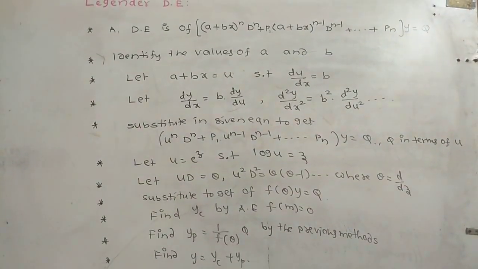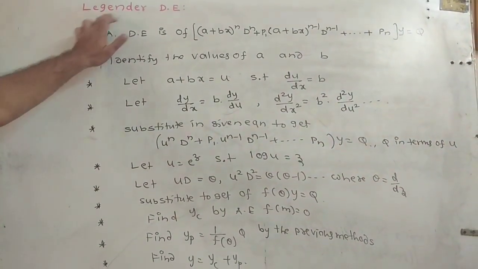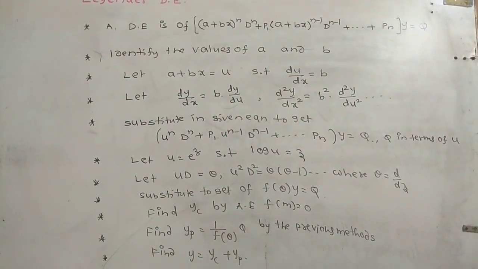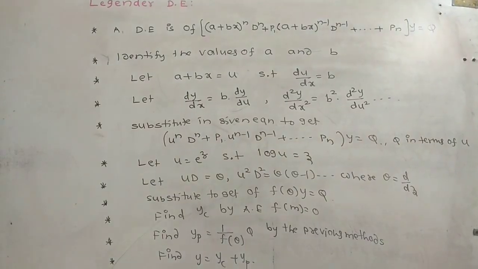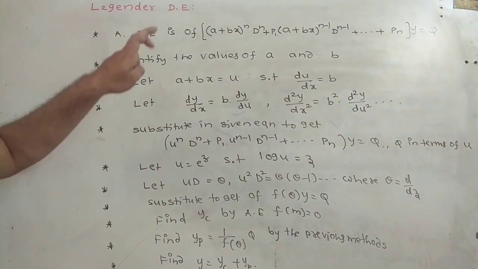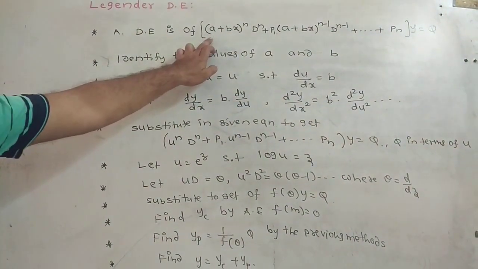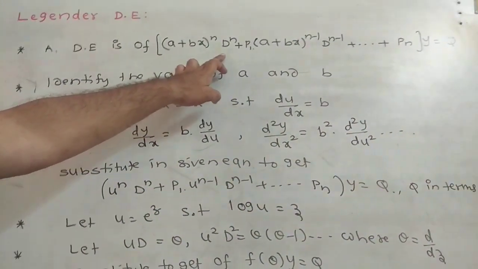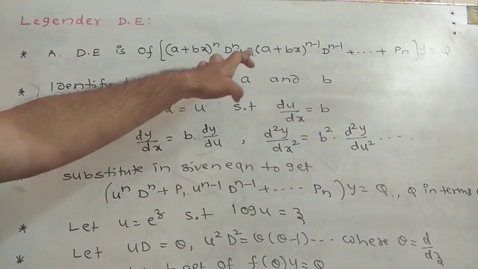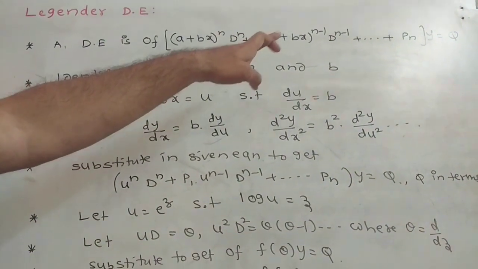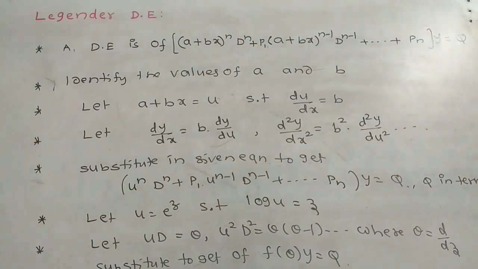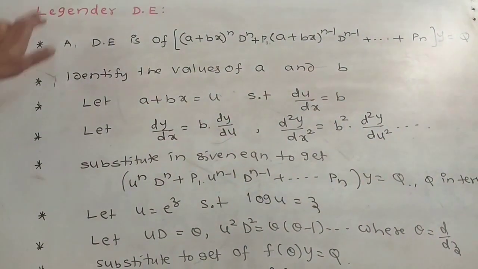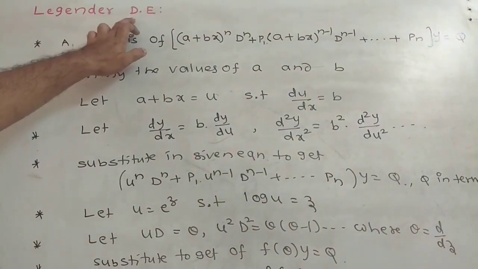Now this is the next video session on Legendre differential equation. This is the main point in the higher order ordinary differential equation. Any higher order ordinary differential equation in the form (a plus bx) to the power n d^n plus p1 into (a plus bx) to the power n minus 1 d^(n-1) plus and so on, Pn of y equal to q, is generally said to be a Legendre differential equation.